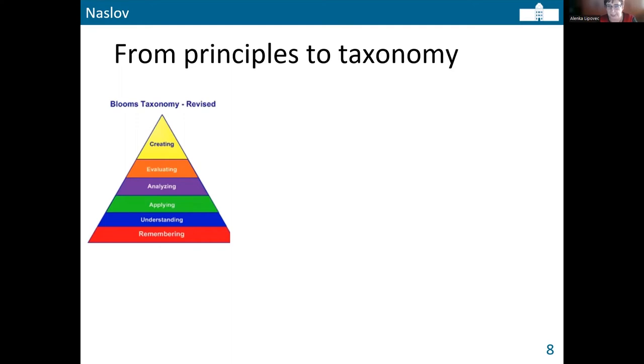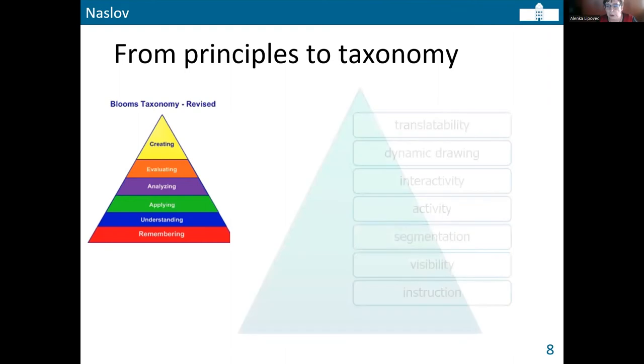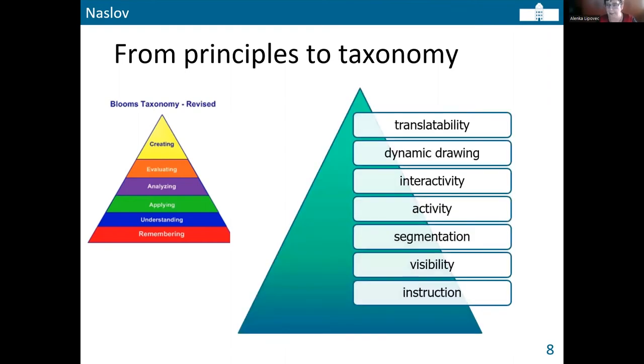And we wanted to build something similar for the video lectures. So we took our seven basic principles and discussed which one is the basic. And of course, the basic is instruction, the method of teaching, followed by visibility, segmentation, activity, interactivity, dynamic drawing, and translatability. It could happen that we will shift something, but for now, the whole group is satisfied with this order.